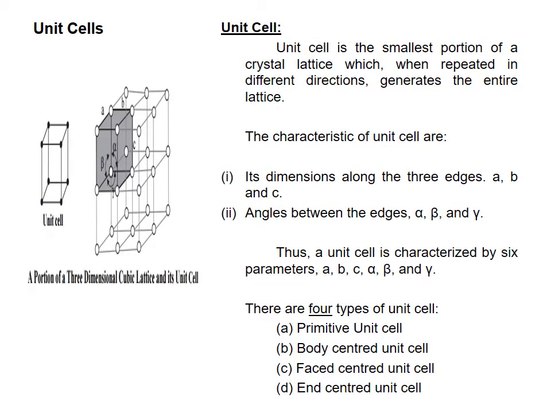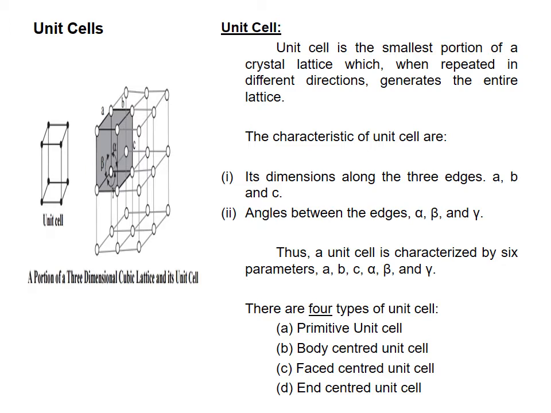Now we will understand the unit cell. What is meant by unit cell? It's the smallest portion of a crystal lattice which, when repeated in different directions, generates the entire crystal lattice.